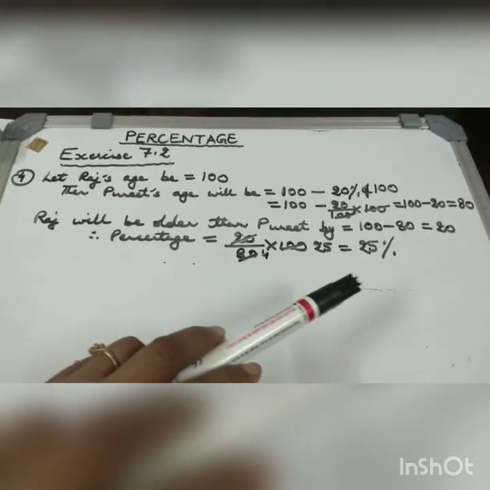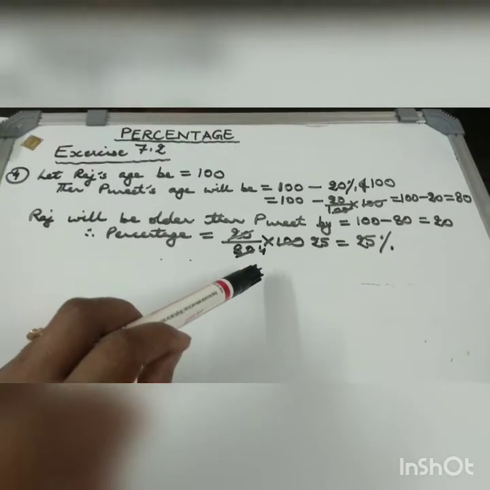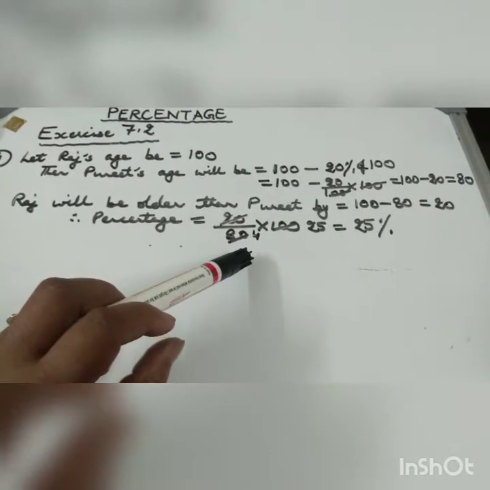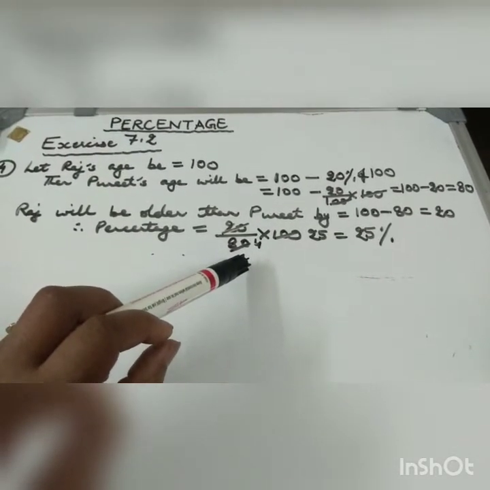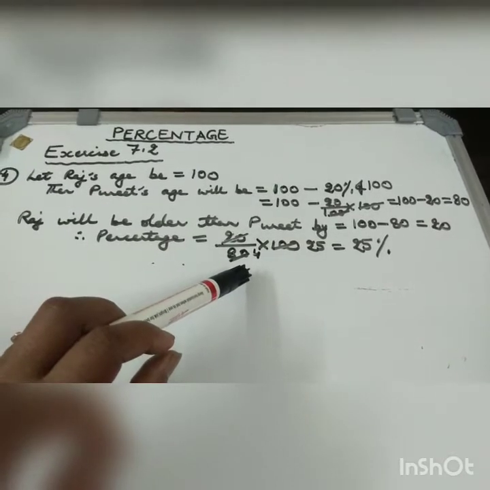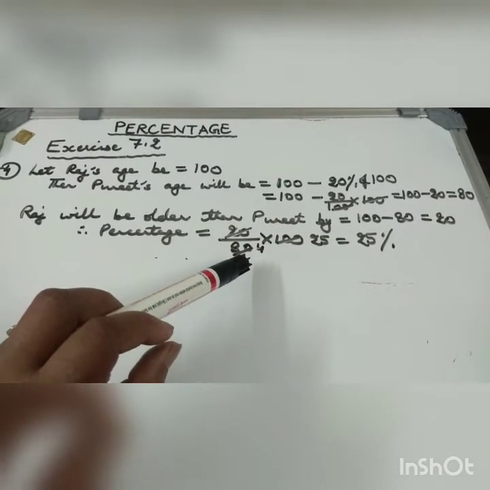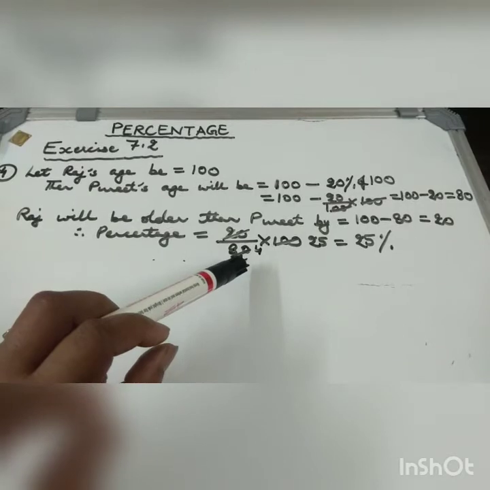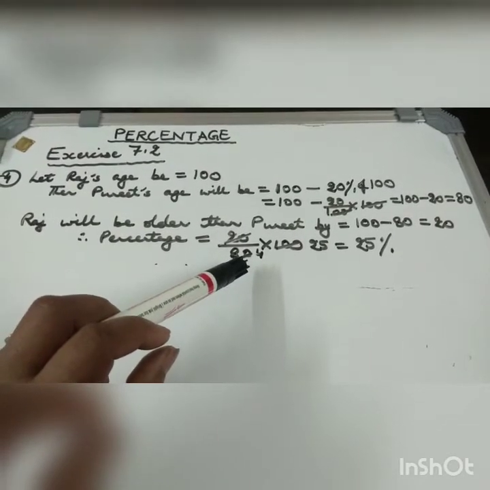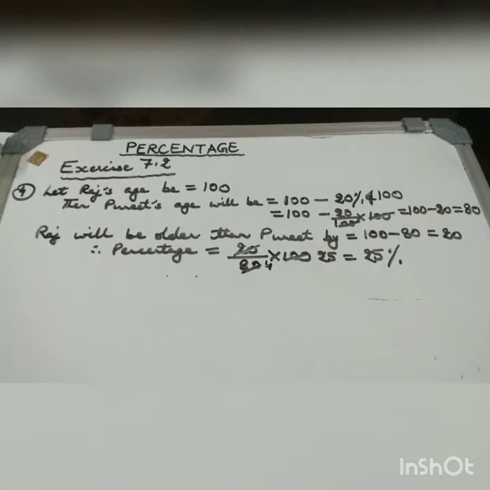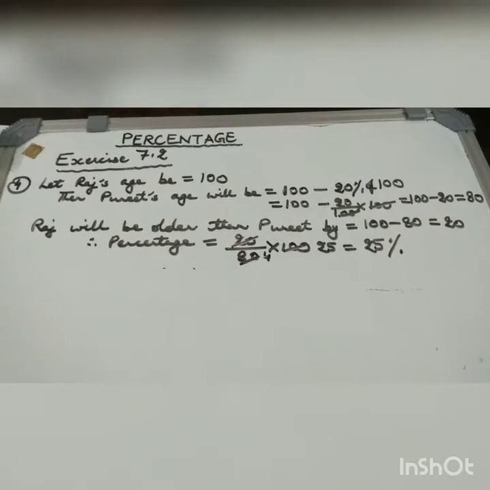Hence the answer is 25% for this one. I think all the questions are one and the same. Hence, you may try the remaining ones. I'll try one more question for you. That is all. You complete the exercise yourself.